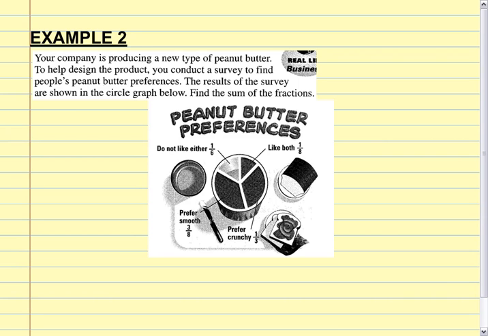Example 2, relax. This is the safe peanut butter because it's on the smart board. Okay? Example 2 says, you have a company. Yesterday you worked at the deli. Today you own a company. Nice job. It says your company is producing a new type of peanut butter. Excellent. To help design the product, you conduct a survey.